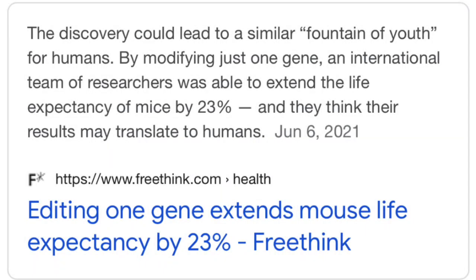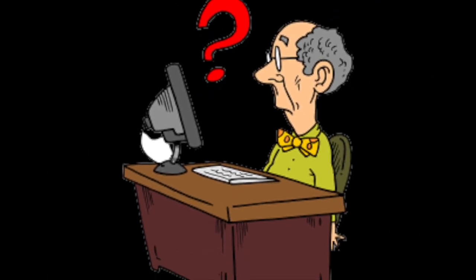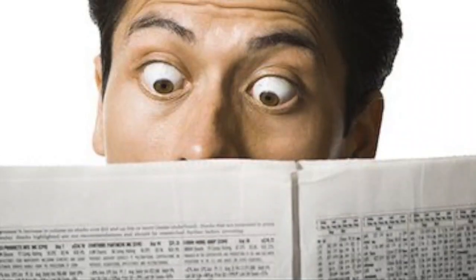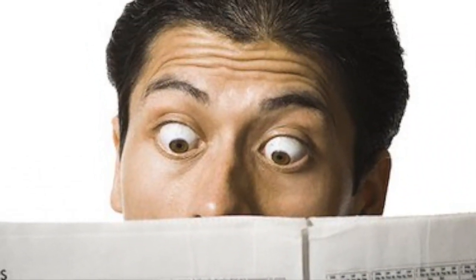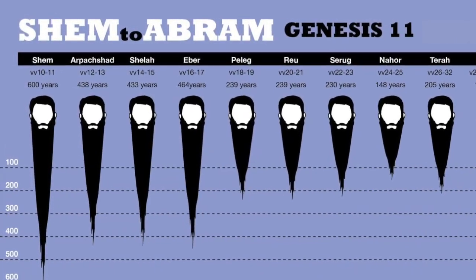Number 9. Removing mutations from just a single gene in mice allowed them to live 23% longer, and they admit that the same should roll over into humans. Now think about this. If they removed mutations from just those 20 longevity genes, that's an increase of lifespan over 460%, or 672 years of age.